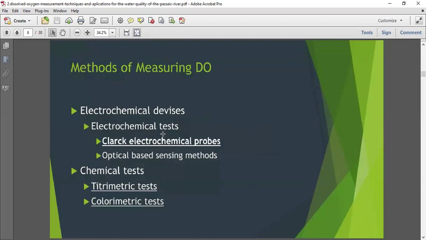Methods of measuring: the electrochemical devices. Another method we already saw is Winkler's method, which is a laboratory method. If you have a food department in the university, they have this system, Winkler's method, and how to proceed. The instrumentation is there in the food technology lab. They also do this test, Winkler's method.